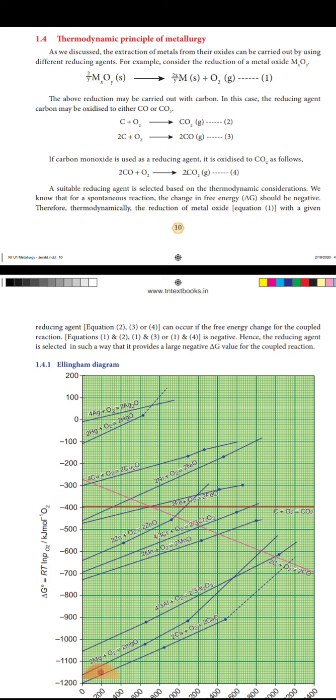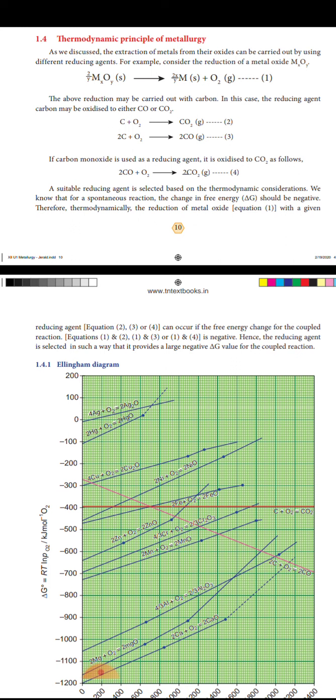Thermodynamic principle of metallurgy. As we discussed, the extraction of metals from their oxides can be carried out by using different reducing agents. For example, consider the reduction of metal oxide MxOy, that is 2/y MxOy (solid) gives 2x/y M (solid) plus O2 gas.